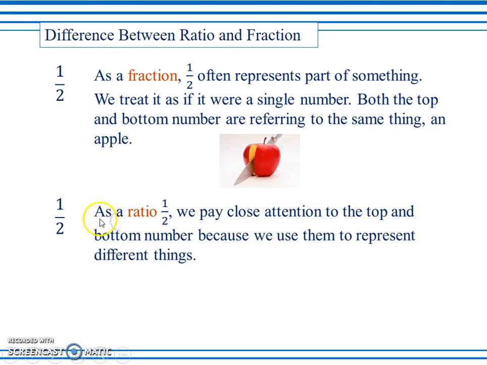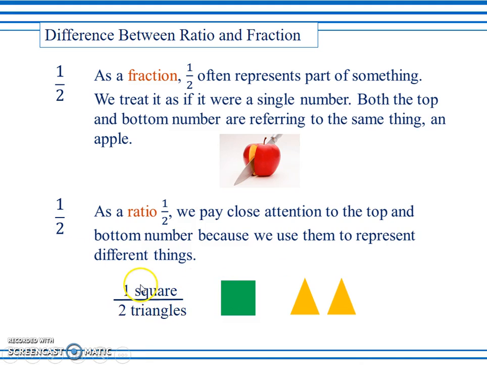As a ratio, we are looking closely at the top number and the bottom number because they use different things. So an example of a ratio might be 1 square to 2 triangles. And that would be a ratio 1 to 2, which looks the same as a fraction and can be written the same, but they have slightly different meanings.